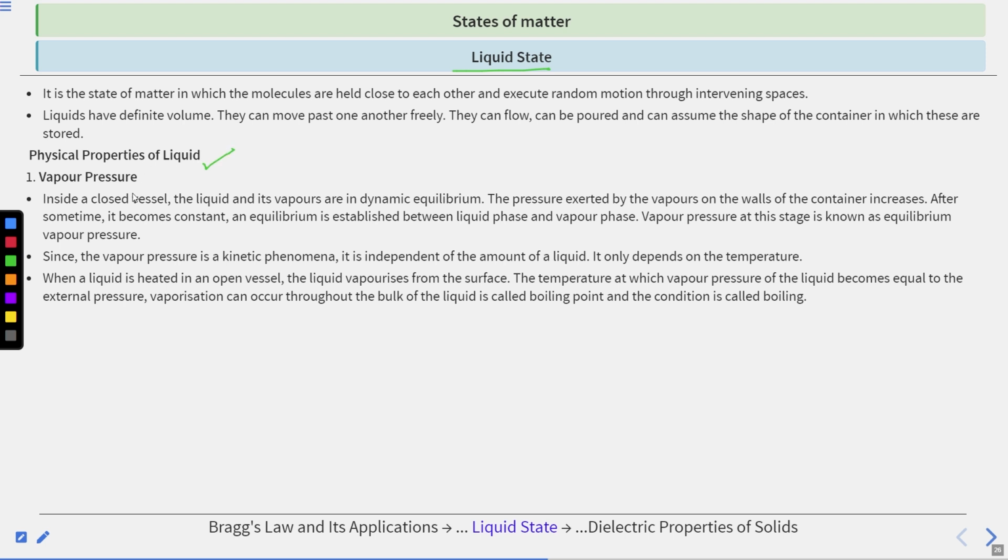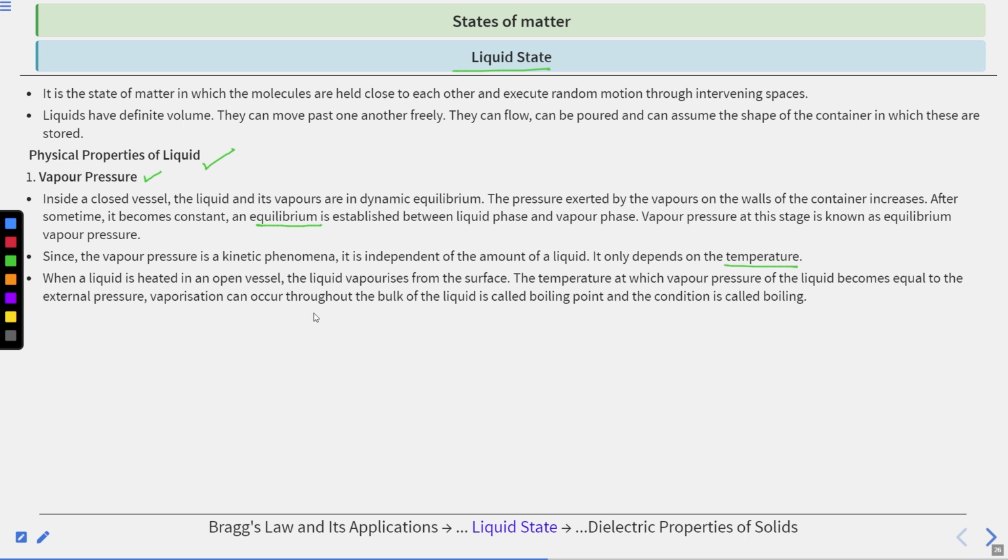Physical properties of liquid. Vapor pressure. Inside a closed vessel, liquid and its vapors are in dynamic equilibrium. Pressure exerted by the vapors on the walls of the container increases. After some time, it becomes constant and equilibrium is established between the liquid phase and vapor phase. Vapor pressure at this stage is known as equilibrium vapor pressure. Since vapor pressure is a kinetic phenomenon, it is independent of the amount of liquid. It only depends on temperature.